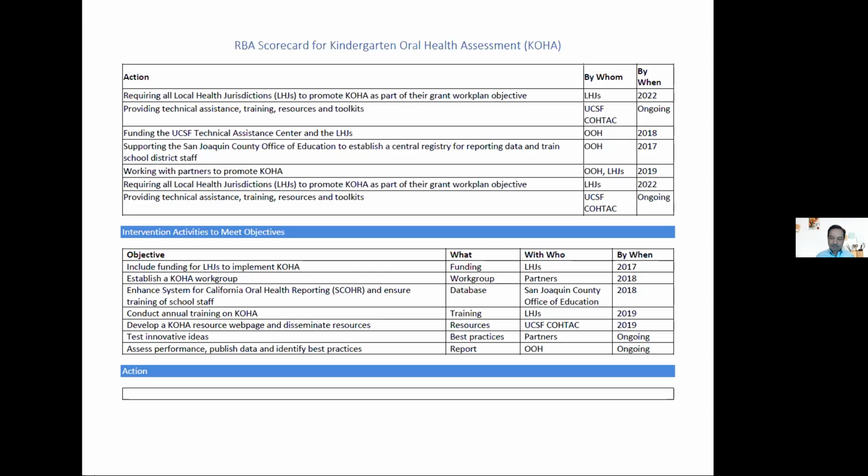But what's still ongoing is the second to last item, requiring all LOHJs to promote KOHA as part of their work plan objective, which again is the same as the first. It's really important, but I think we need to insert something new there to move from talk to action. Pursuing the mandate route would be one recommendation in this action plan. And providing tech assistance, training resources, and toolkits is also still ongoing. Dr. Kumar, that's really all I have right now in terms of the action plan.